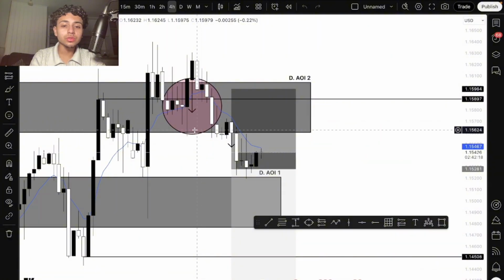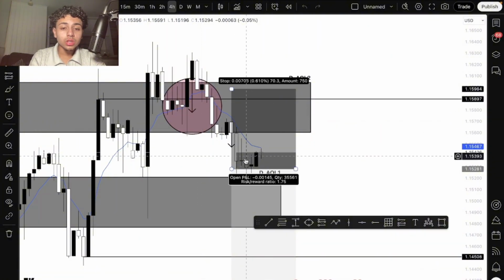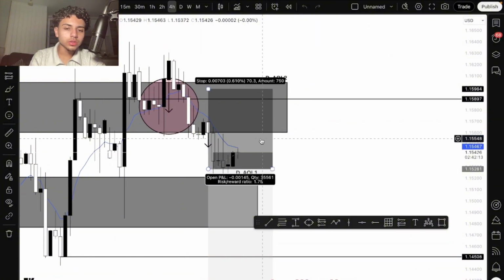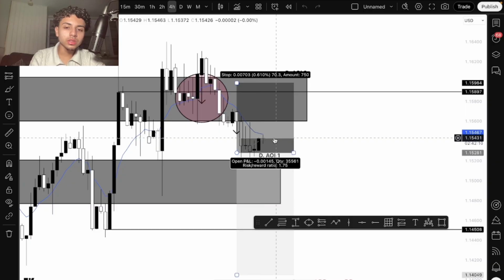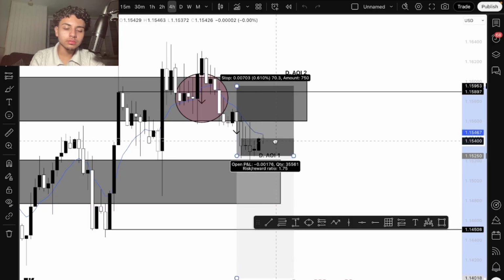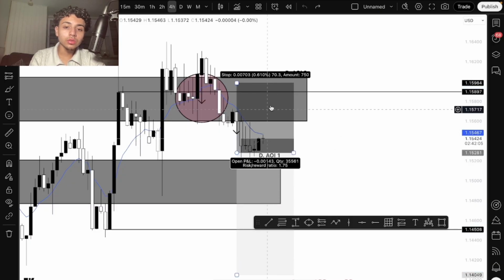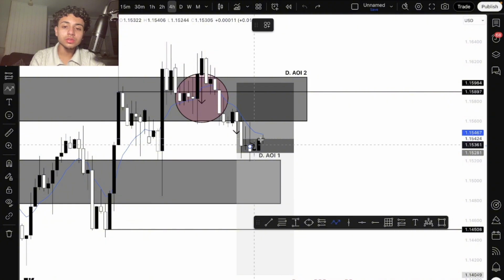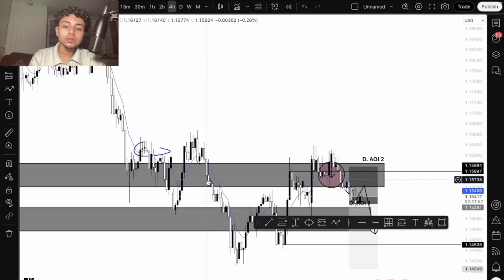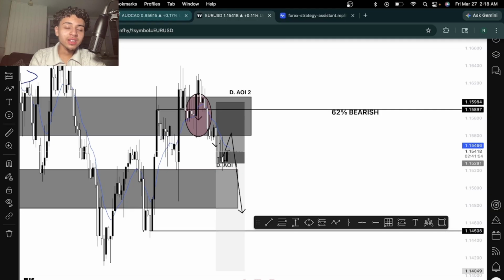In this one on Euro USD, we would have gotten in this market if we weren't already in one, and we would have been in profit by now because it's going up. I believe it's retesting this area of interest right now, and then it's going to decide to come all the way down. But I didn't get into it.